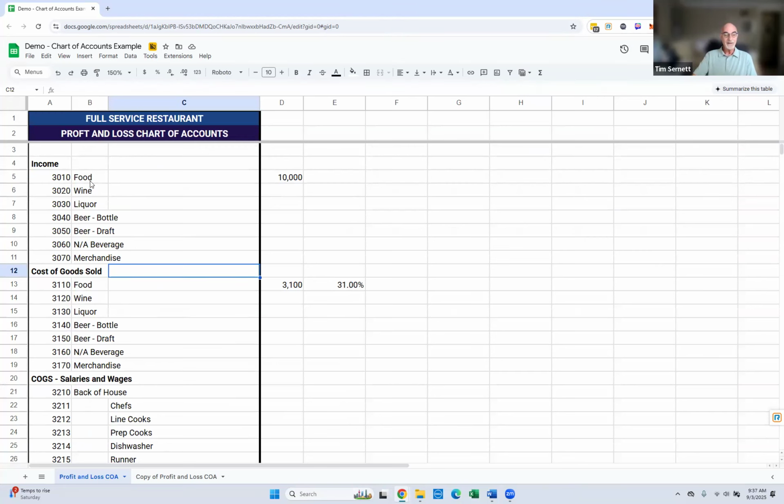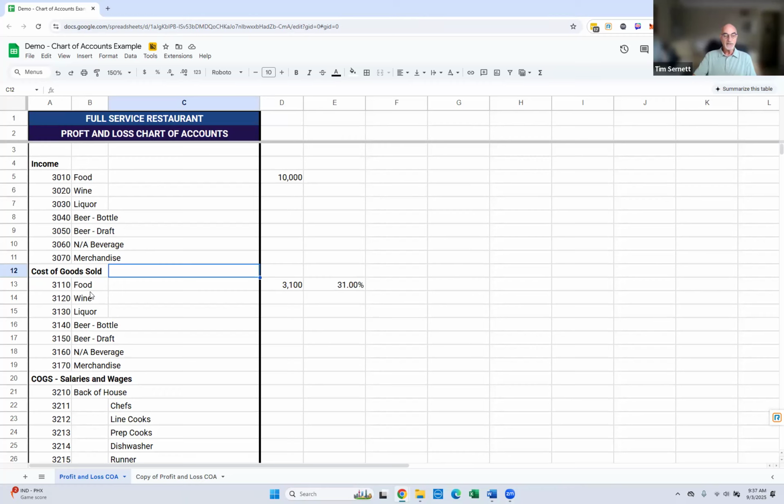We're tracking income categorically by food, wine, liquor, beer, bottle and draft if you want to break it out, non-alcoholic bev, and merchandise if you're actually selling any merchandise in your restaurant.